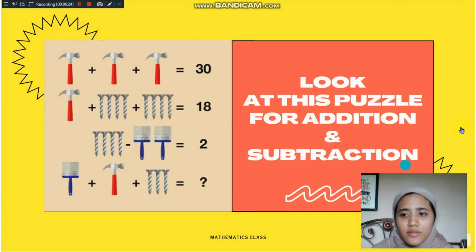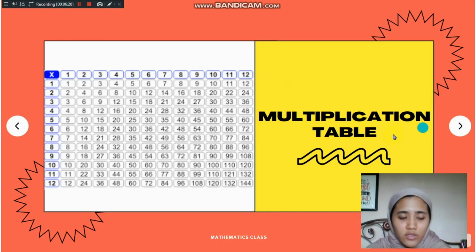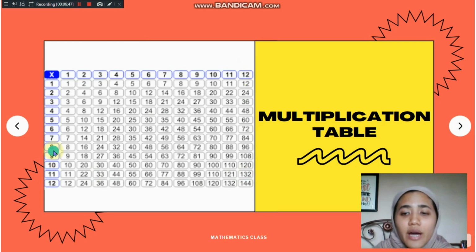Okay. So now let's move on to multiplication. For me, what I learned when I was younger, the easiest way for you to do your multiplication exercises or questions is you need to memorize the multiplication table. There are 12 multiplications that you need to memorize.